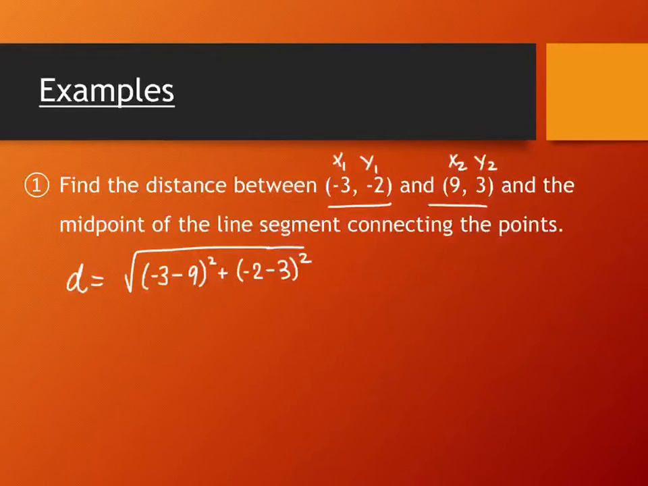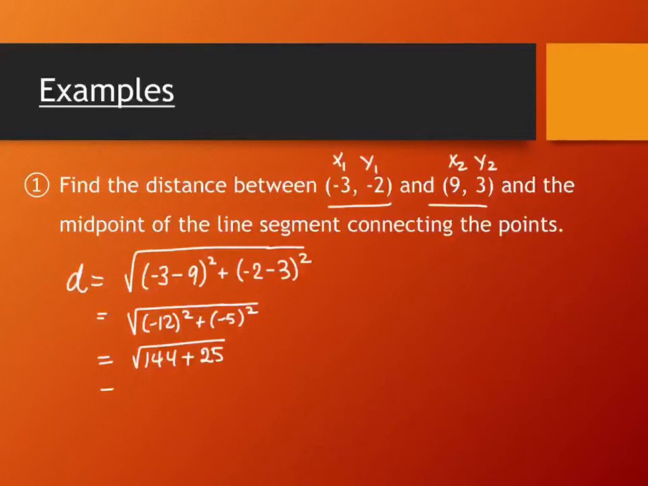What is negative 3 minus 9? Yeah, it's negative 12. So I have negative 12 squared. And what is negative 2 minus 3? Negative 5 squared. So what is negative 12 squared? 144. And negative 5 squared? 25. Do you know what 144 and 25 added are? Yeah, it's 169. And that's actually a really nice one that we don't even have to approximate to write down a value for. The square root of 169 is 13. So that one works out really nicely.